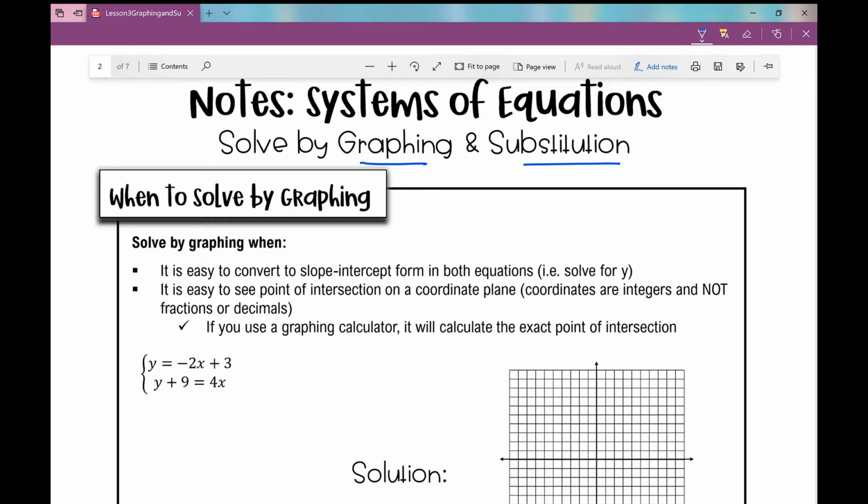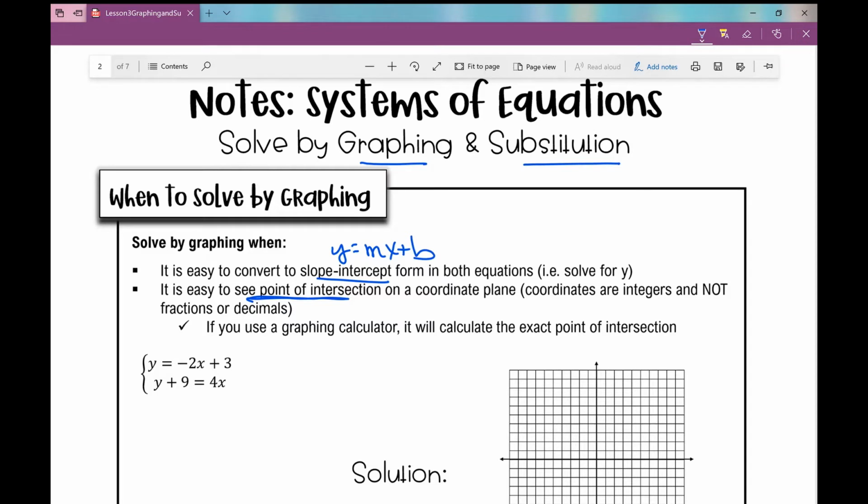Well, when might be a good idea to solve by graphing? Well, you might want to solve by graphing when it's easy to convert to slope-intercept form. That's y equals mx plus b in both equations. So just solve for y because we graph in slope-intercept form. Now you also want to make sure, if you're doing this by hand, that you can see the point of intersection on a coordinate plane.